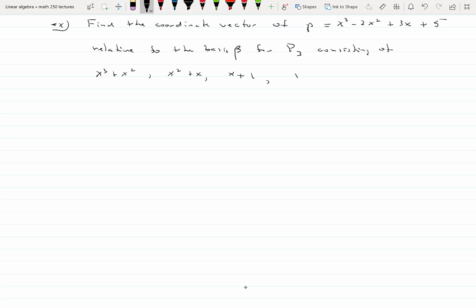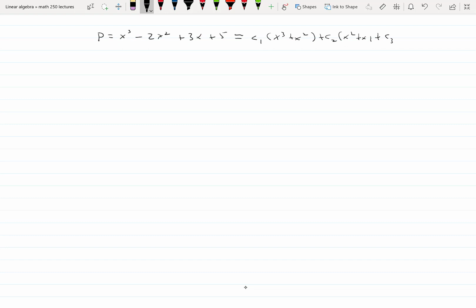Okay, so I'm looking for the coordinate vector, which means I'm looking for the coefficients of the basis vectors used to express the vector p in terms of the basis vectors. So I need to take our vector p, which is x cubed minus 2x squared plus 3x plus 5, and I need to set that equal to c1 times x cubed plus x squared, plus c2 times x squared plus x, plus c3 times x plus 1, plus c4 times 1.